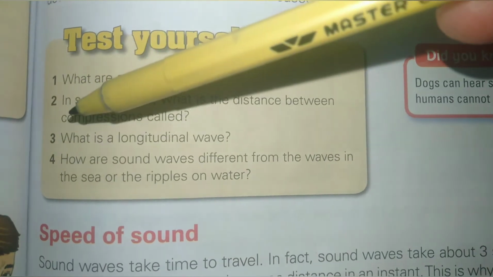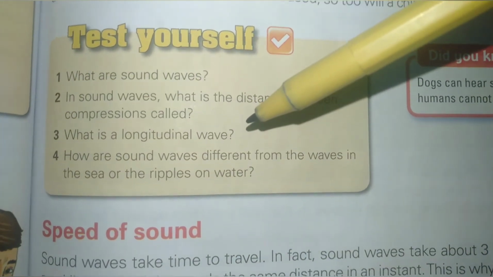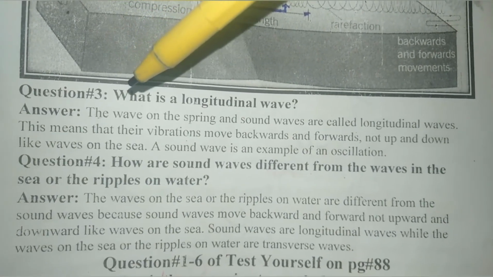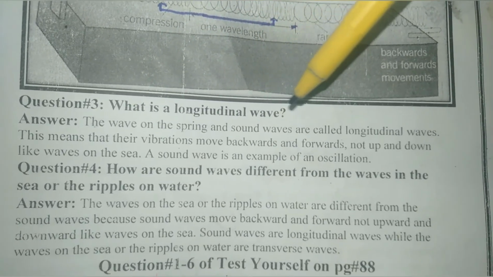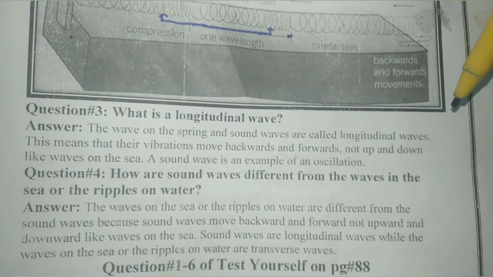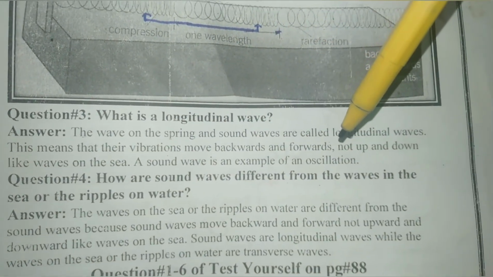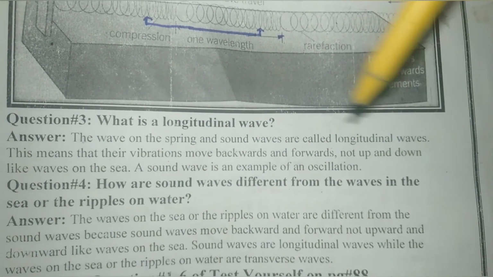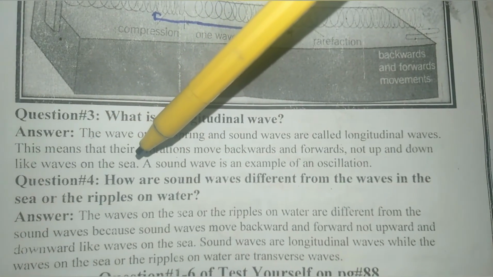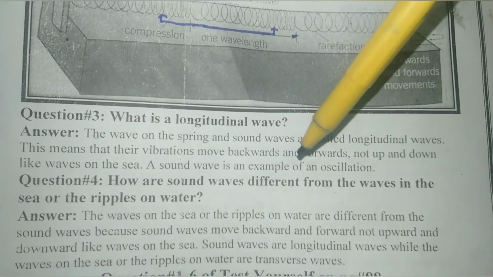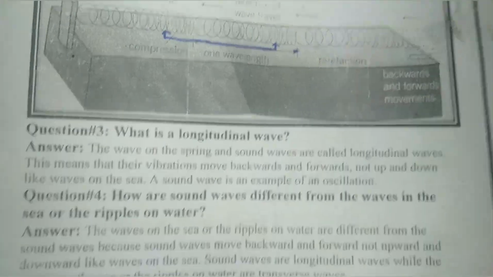Question number 3. What is a longitudinal wave? The answer is, the waves on the spring and sound waves are called longitudinal waves. This means that their vibrations move backward and forward, not up and down like the waves on the sea. A sound wave is an example of an oscillation.